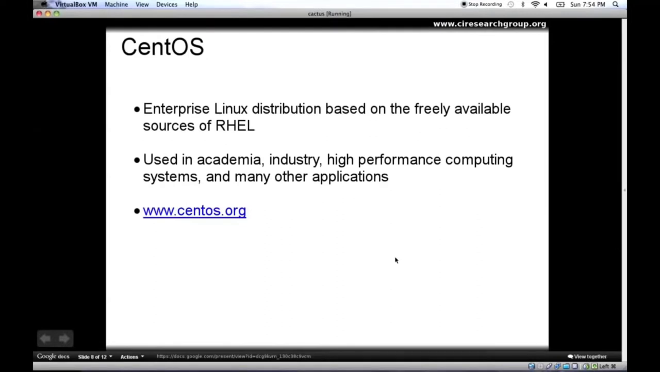CentOS is a free rebuild of Red Hat Enterprise Linux that's widely used in academia, industry, on many high-performance computing systems, and for many other applications. This, of course, uses the RPM package format and is available at zero cost.